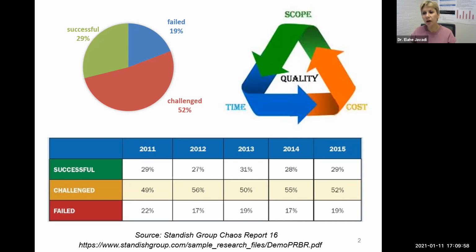Now, the quality also stands in the middle, and it will be impacted by these three dimensions. So if you have to finish early and you cannot get more money, or you cannot shrink the scope, you know that the quality will suffer. This is a very important piece that we keep in mind in our projects. Triple constraint: time, scope, and cost are interrelated, and they all impact the quality.